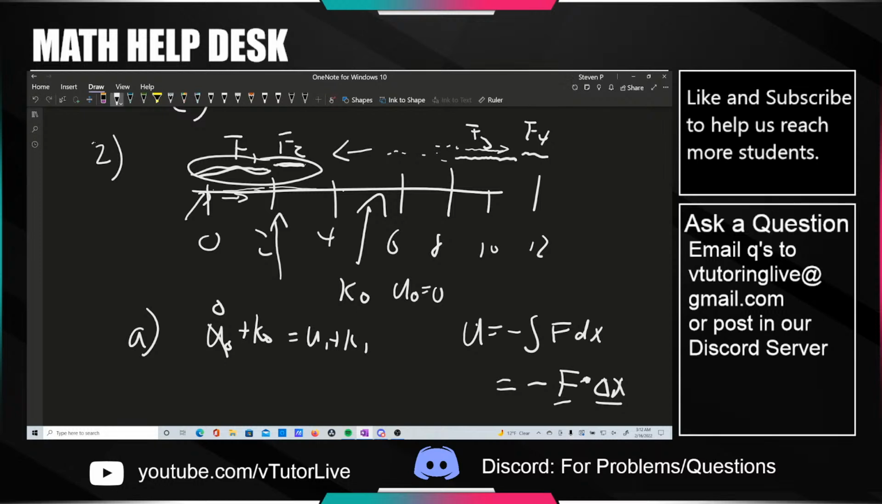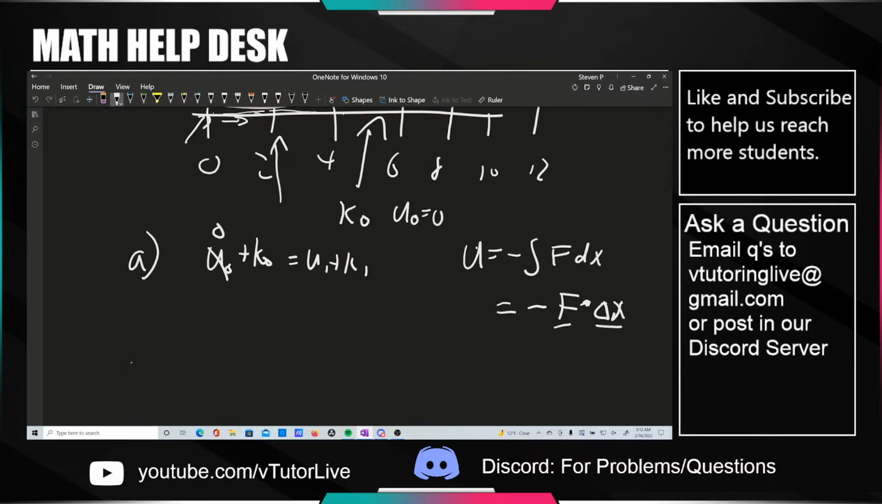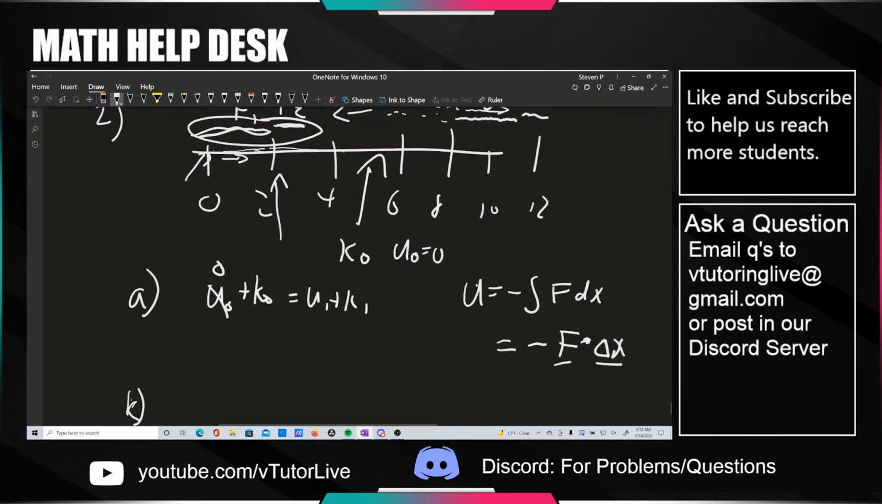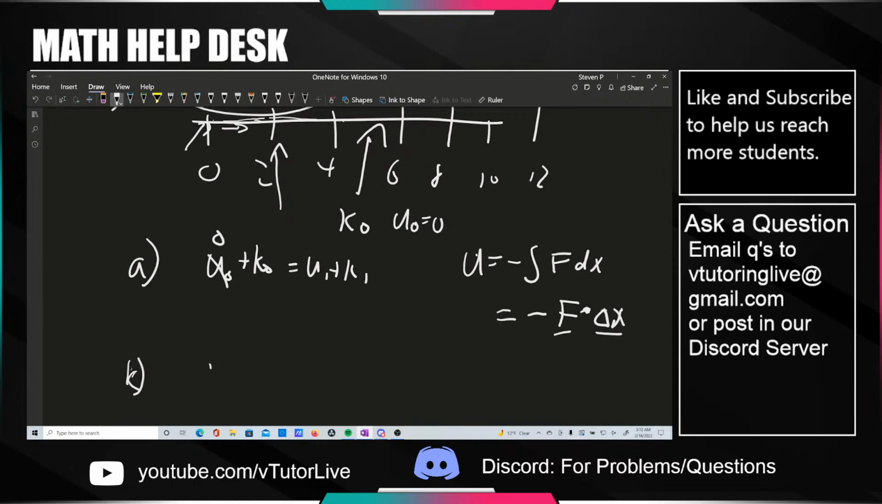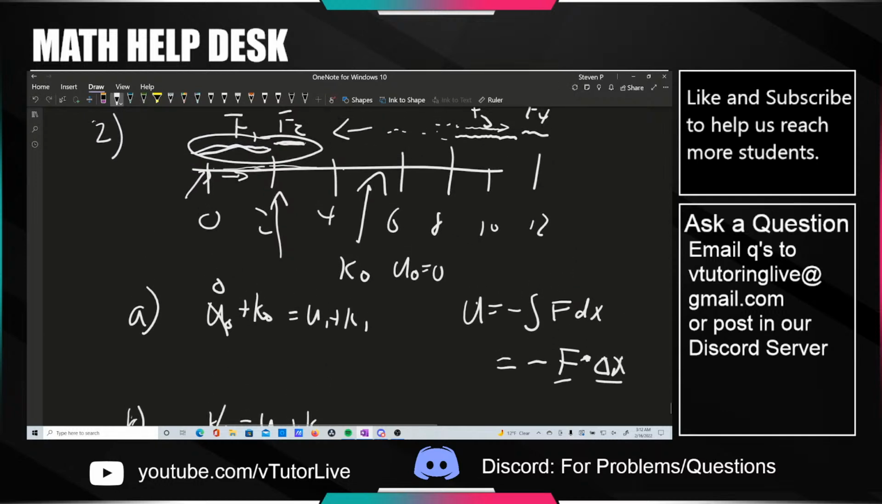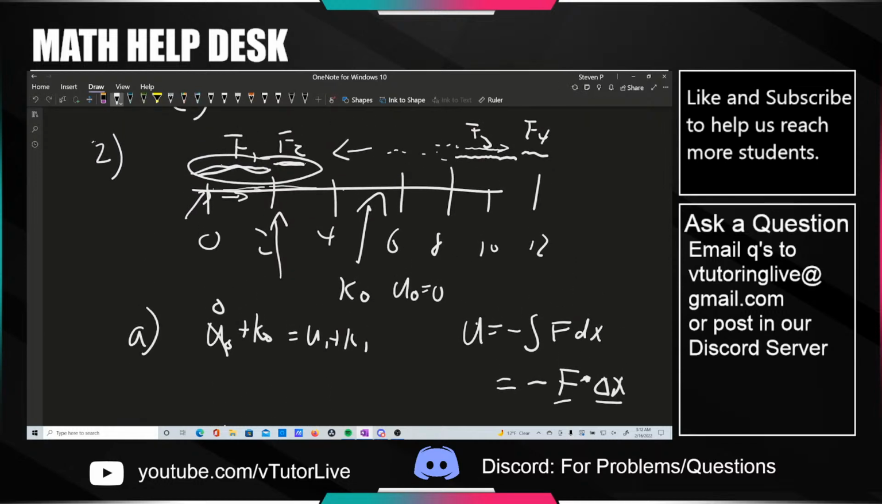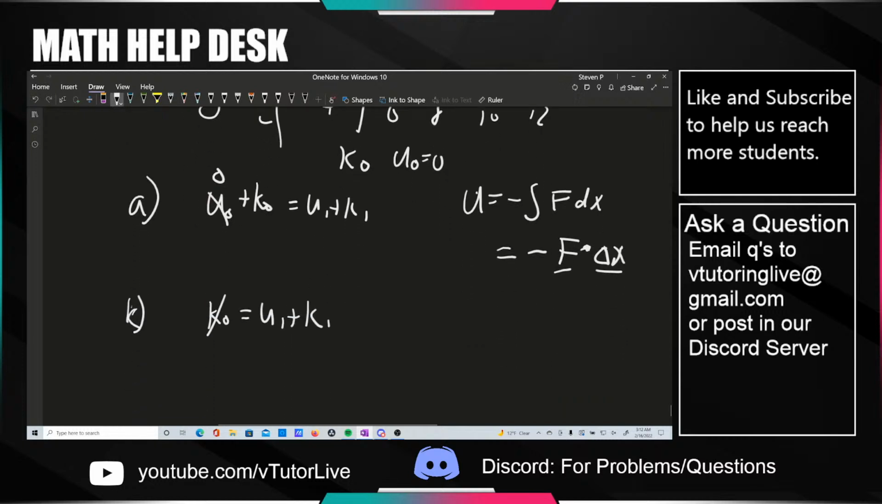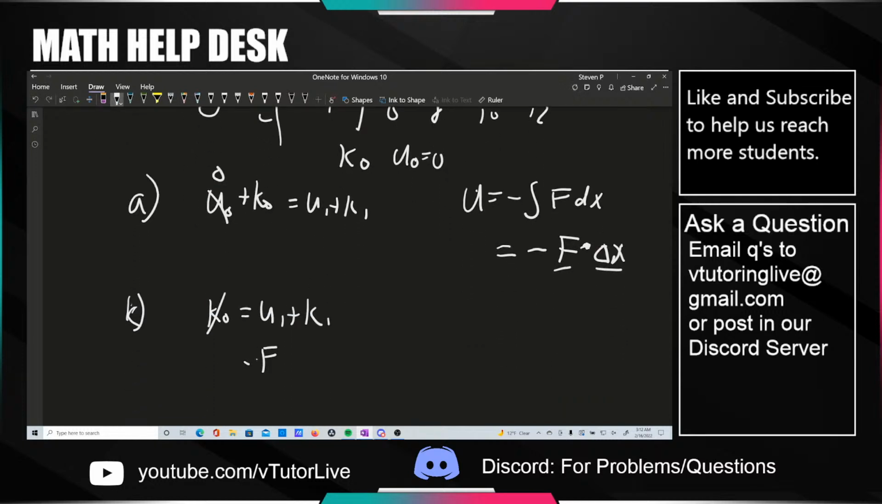I feel like this should be hopefully reasonably intuitive. Maybe I'll just do a little bit of the last example, for parts K and I. For part K, the initial kinetic is 0, equal to U1 plus K1. U1 is this negative thing, so it's going to be minus F1 times 2 minus F2 times 1, I think it is.